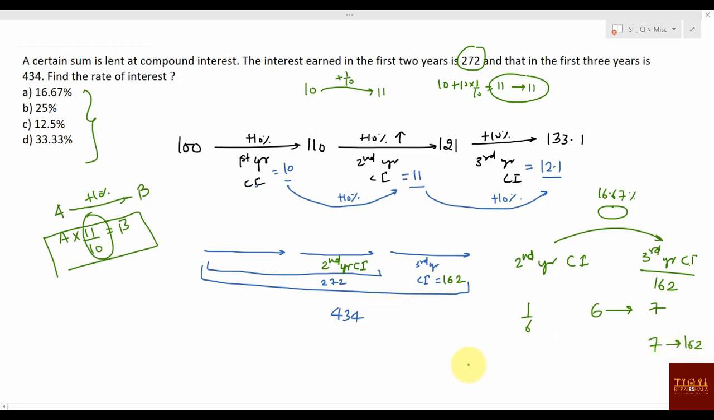Now if I check the second option, 25%, this will be 1 by 4. 1 by 4 means 4 will become 5. Whether 162 is divisible by 5?